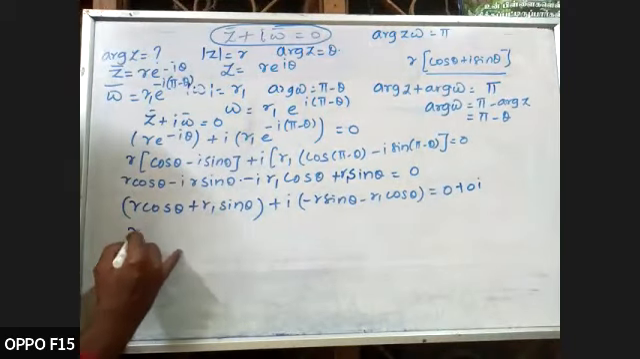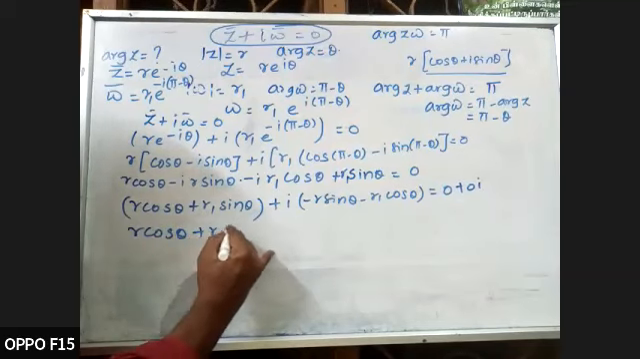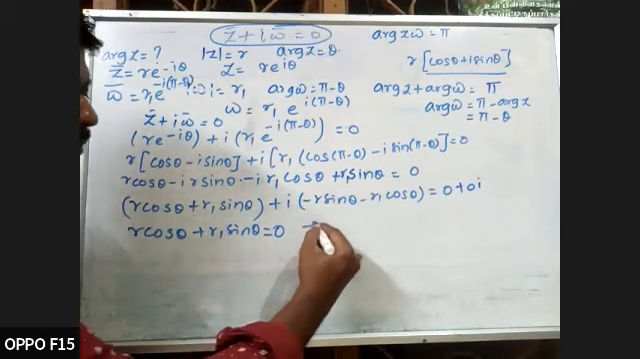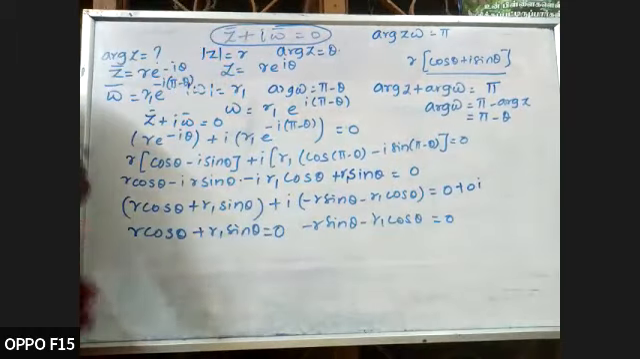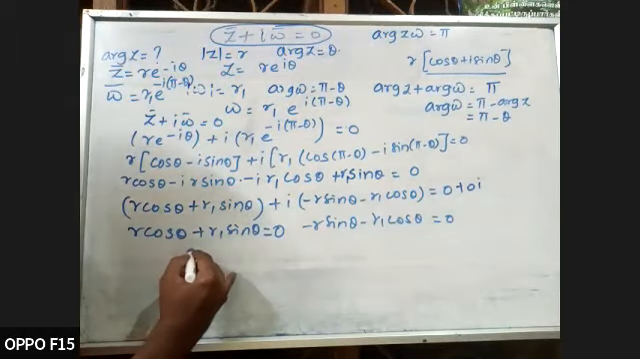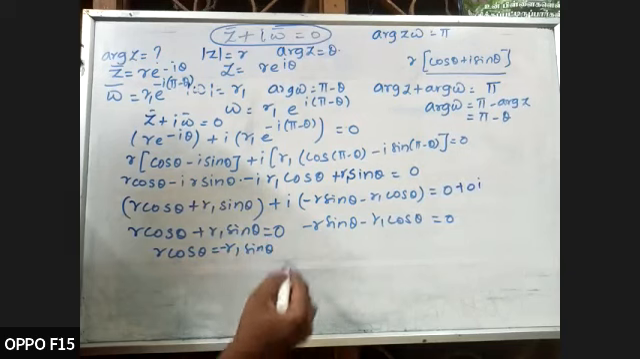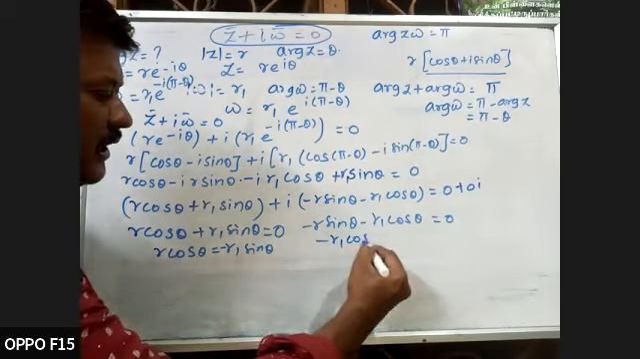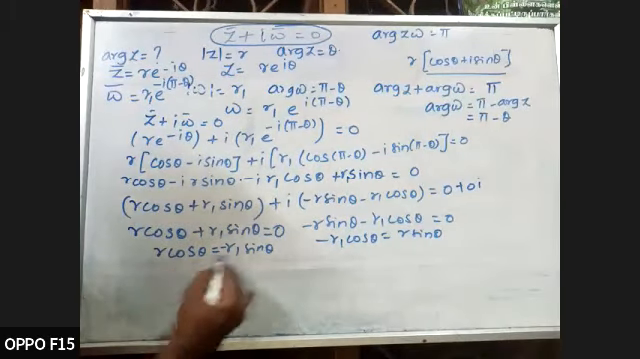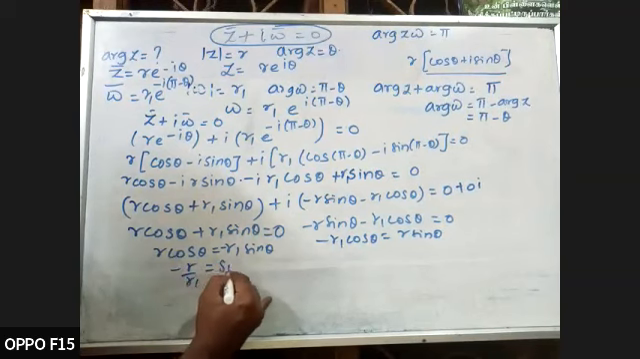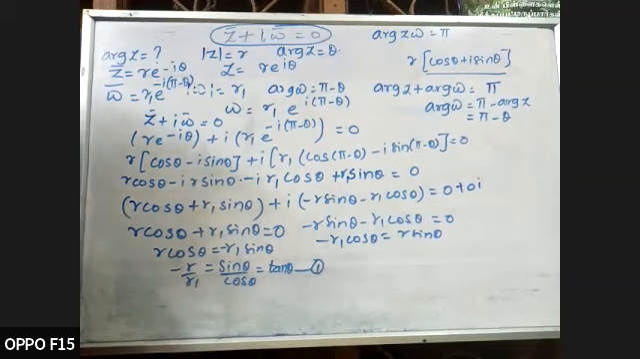Now you can write the right hand side as 0 plus 0i. Compare both sides. What will we get? R cos theta plus r1 sin theta equal to 0. Next one, minus r sin theta minus r1 cos theta equal to 0. Now you can write this as r cos theta is equals to minus r1 sin theta. In the same way, if you take minus r1 cos theta, you bring that side, plus r sin theta. Now minus r by r1 equals sin theta by cos theta. Sin theta by cos theta is tan theta. Let us take this as equation 1.